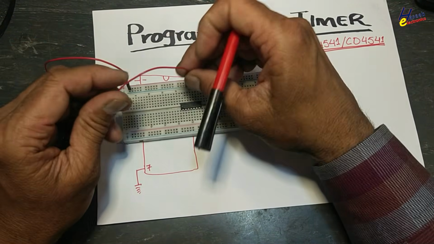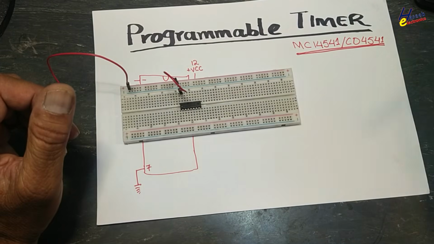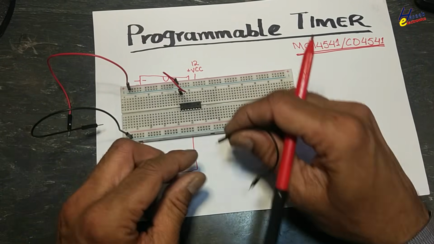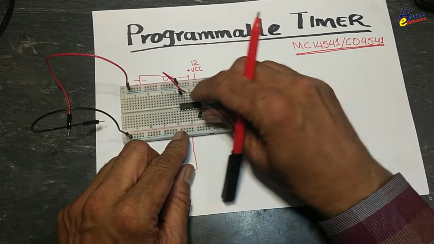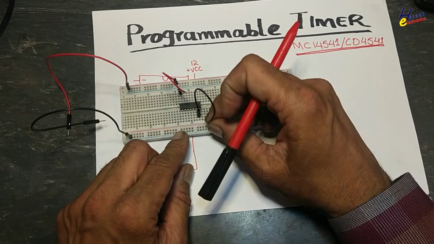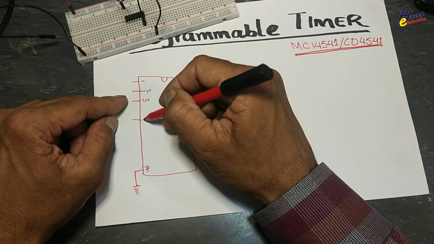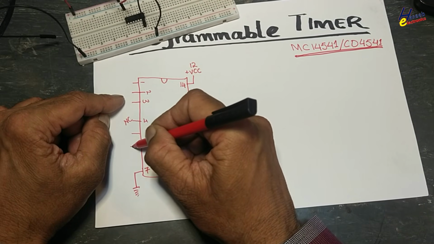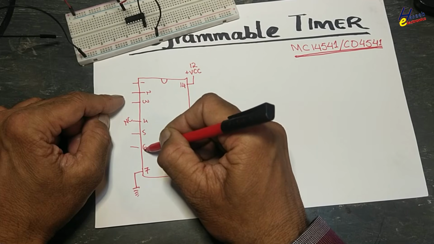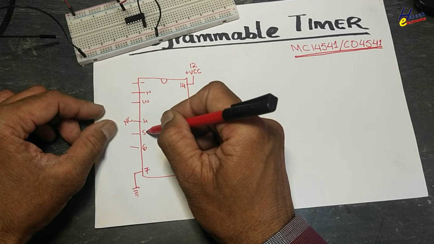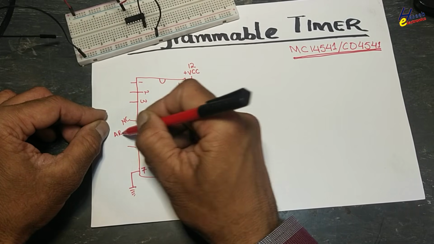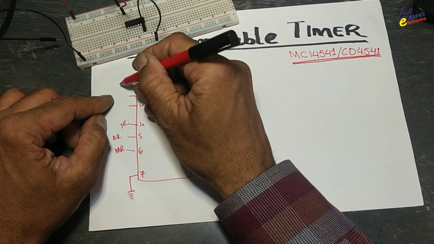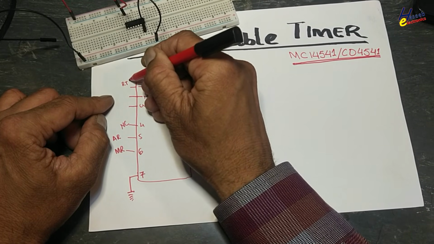We will connect pin number 14 to the positive supply. And here is the negative rail. We will connect pin number 7 to the negative side, to this rail. Pin 4 is not connected. Pin 5, pin 6. Pin 5 is auto reset. Pin 6 is master reset. Pin 1 is named RTC.